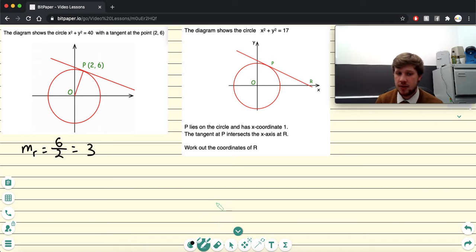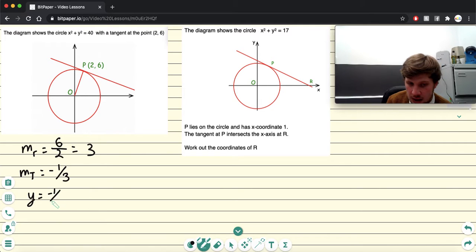So my radius has a gradient of 3. Therefore, my tangent will have a gradient of -1/3, because it is the negative reciprocal. Using my standard equation of a line, I know that I'm going to get y equals -1/3 x plus c. So therefore, how do I find that value of c?